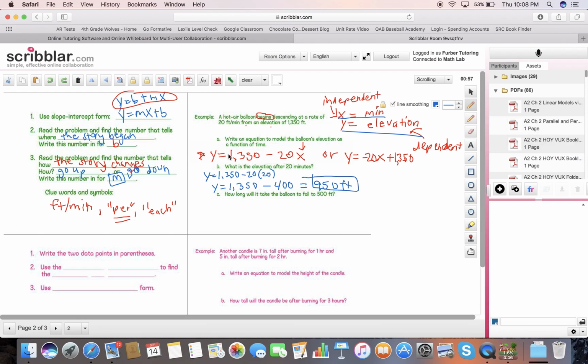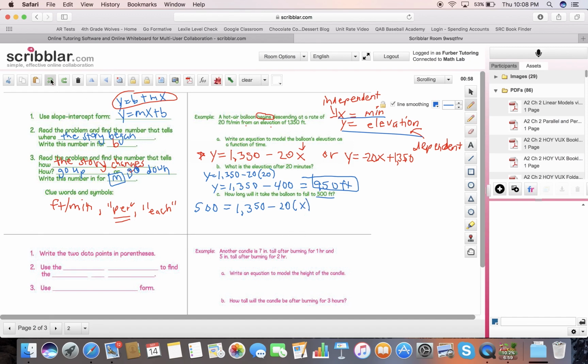So in this example, it was asking me to find the elevation after a certain amount of time. Now look at C. C is not telling me the same thing. C is asking me, how many minutes will it take? How long will it take the balloon to fall to an elevation of 500 feet? Well, y is the elevation. So in this linear equation, I'm going to fill in 500, not for the x, because I'm not talking about 500 minutes. I'm talking about 500 feet. I want to descend to 500 feet, and I want to know how long it is going to take me to arrive at that elevation.